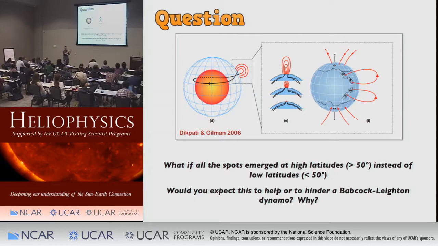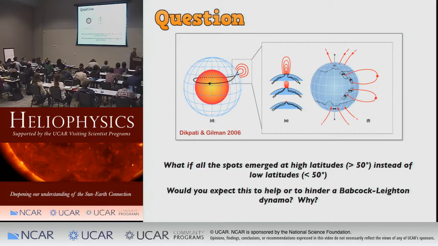So going up to higher latitudes, it might shorten the cycle. The higher latitudes might give you a bigger Joy's Law tilt, which is good for the dynamo. But overall, I think it would be bad for the dynamo because you wouldn't be able to build a dipole moment. This flux would just all cancel out and the thing probably wouldn't work. But there's both good and bad.